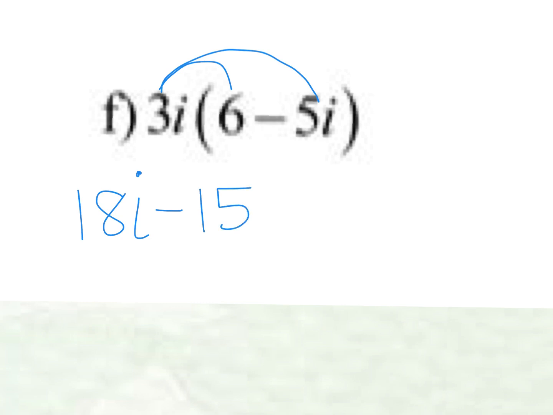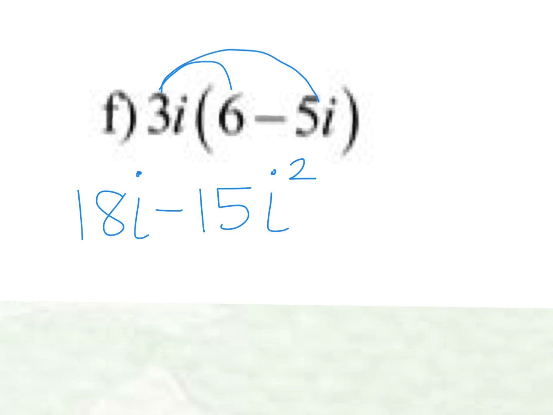All right, this one's a distribution problem, so I'm going to distribute 3i to both of these terms. So 3i times 6 is going to give me 18i. And 3i times -5 is going to give me -15i, and i times i is going to give me i squared.